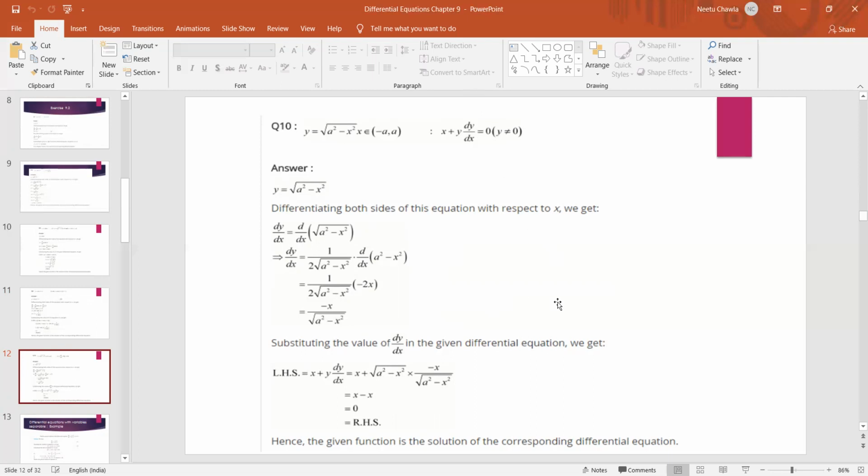So this is basically the concept in exercise 9.2. You have to finish this 9.2 exercise in your notebooks.